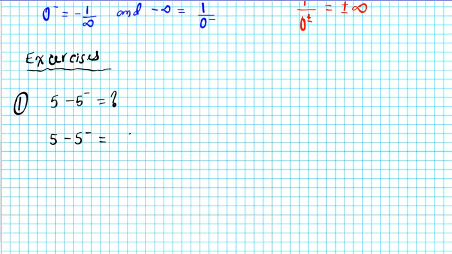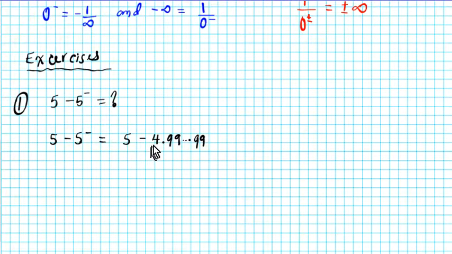So 5 is just 5. 5 from the left basically means you're getting really close to 5 from the left side. So if you're getting really close to 5 from the left side, it's going to be 4.99, infinite number of 9s, 99. Okay? So this is 5 from the left in expanded form.